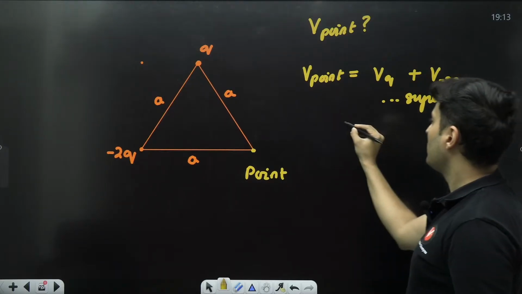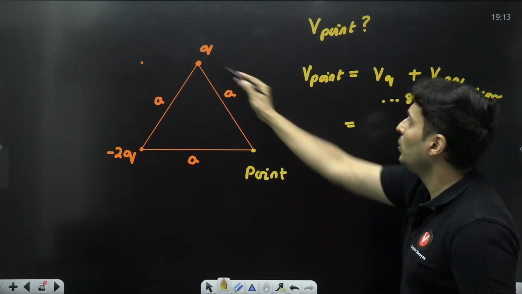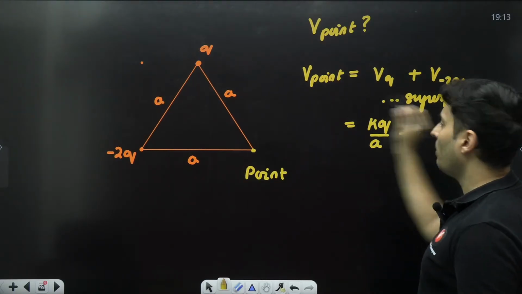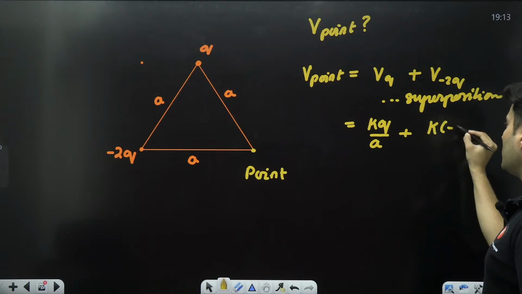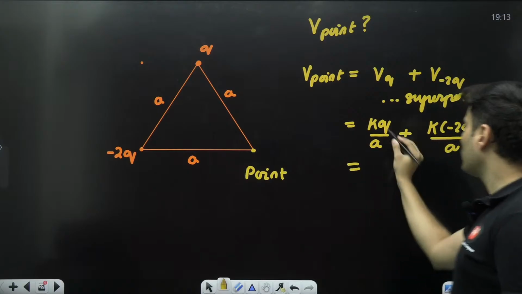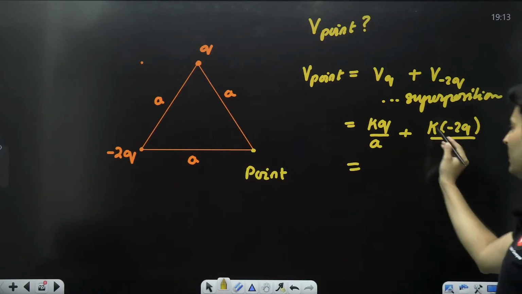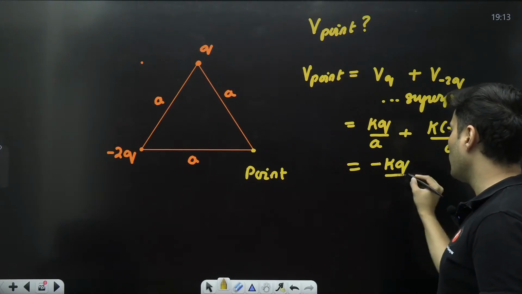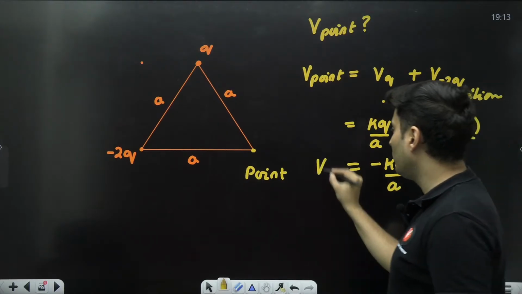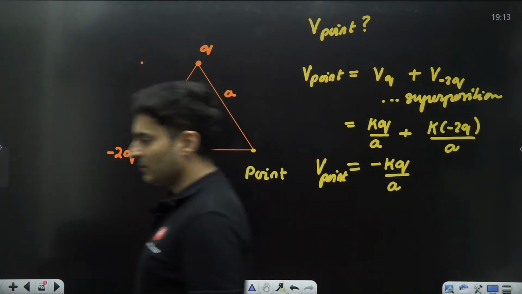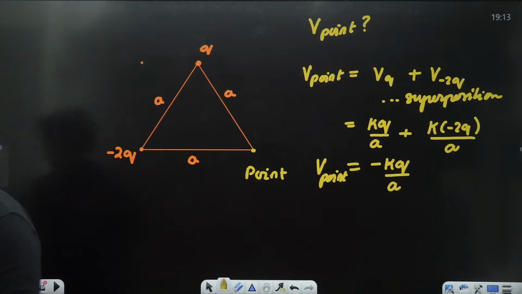Superposition. So potential at point P due to Q charge will be K, Q divided by A. Due to minus 2Q charge will be K, negative 2Q substituted as it is, divided by A. So same things are there, just this is negative 2. 1 minus 2 is minus 1. So it will be minus KQ divided by A. That is the potential at that particular point using superposition. Is that clear, everyone?